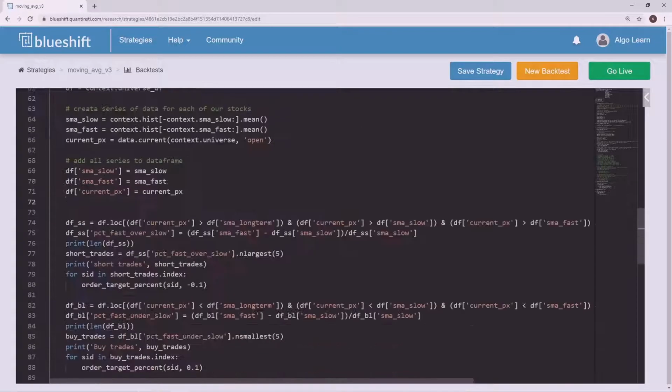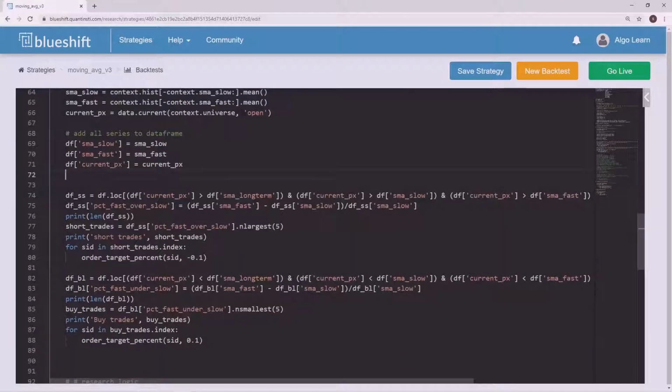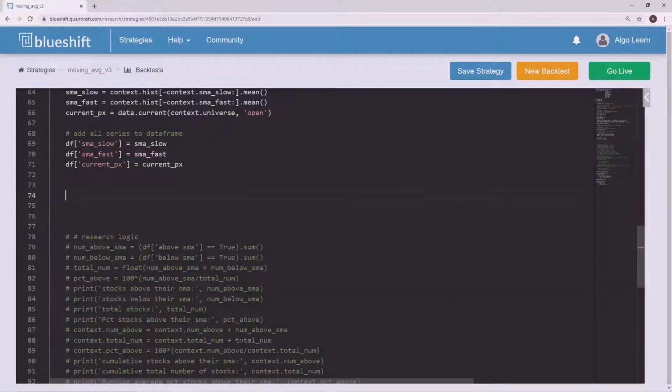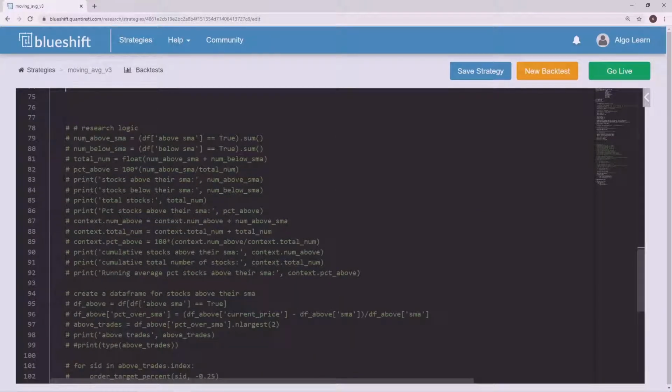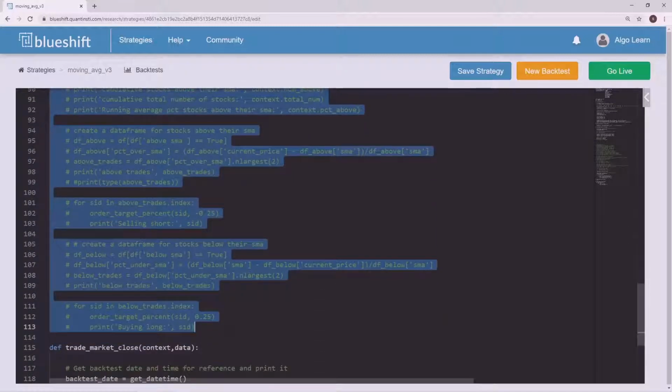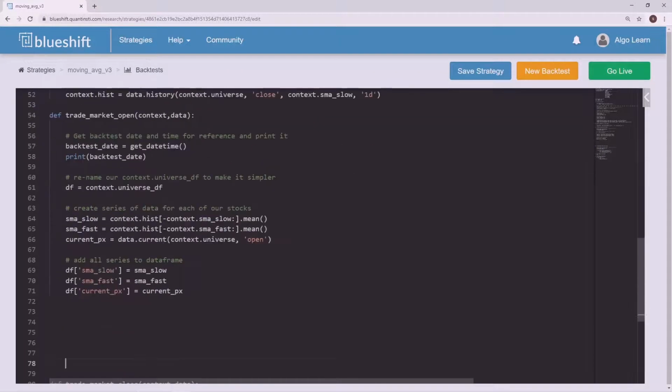So we'll have that. I'm just going to go ahead and clear out all this logic, and we'll start from scratch. So don't worry about that. And then all of this pounded out logic, I'm going to eliminate all the way down to the function of trade market close. So yes, we are clearing some things out wholesale here. All right, so now what?